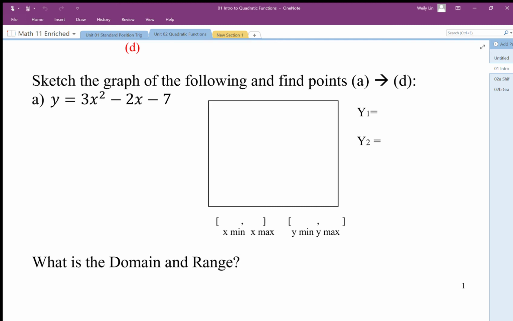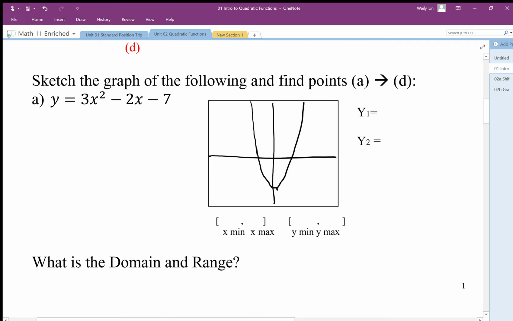Okay, so when I graph this, I'm just going to type it in: 3x squared minus 2x minus 7. I'm going to get a graph that, when I sketch it in, has a vertex somewhere around there. It's not quite on the y-axis, and it's going to go something like that. If you touch that on your graphing tool, you can probably find that point.